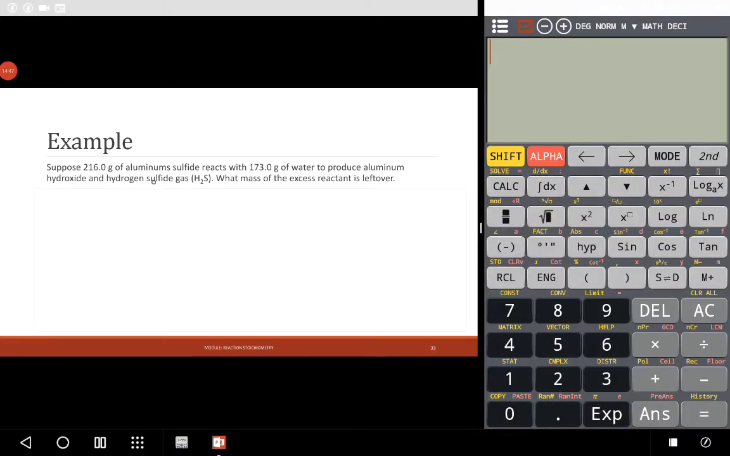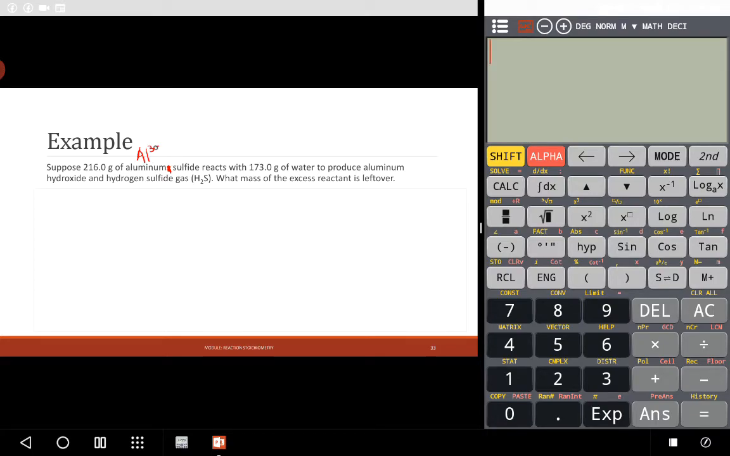All right, for this next practice problem, we're going to need a calculator and our periodic tables because we're going to have to come up with chemical formulas and calculate some molar masses. Before we can begin, we need to read this problem and write a balanced chemical equation from what it describes. So it says that I have 216 grams of aluminum sulfide. That's a typo there. So what's the chemical formula of aluminum sulfide?